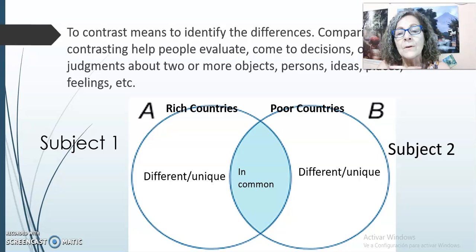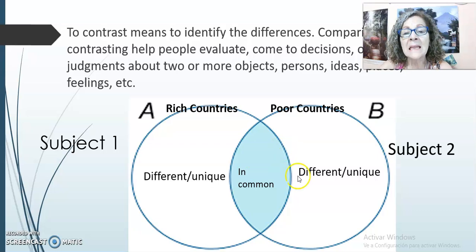And this is a graphic organizer that you can use. To contrast means to identify the differences, and to compare means contrasting how people evaluate and come to a discussion or make judgments about two or more objects, persons, ideas, places, feelings, etc.